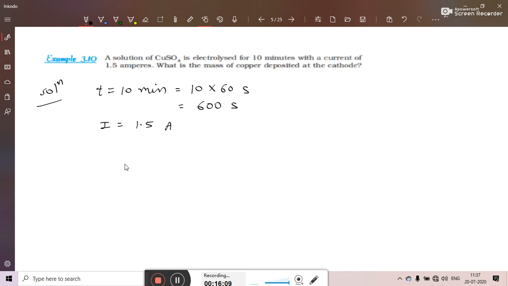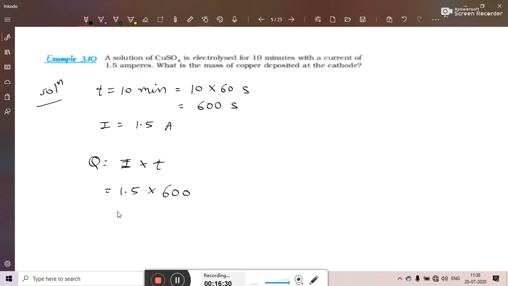So first of all we have to find out Q. Q equal to I into T. So I is 1.5 ampere and T in terms of seconds is 600 seconds. Always we have to take T in seconds in order to find out Q, and I in terms of ampere. So 1.5 into 600.